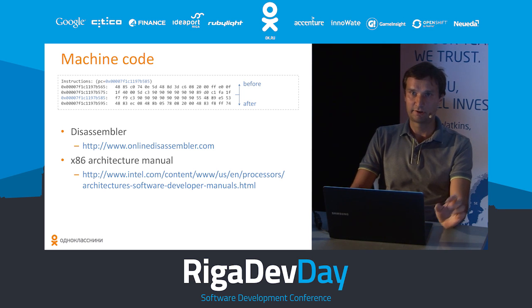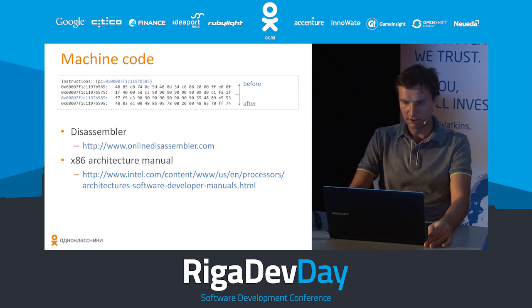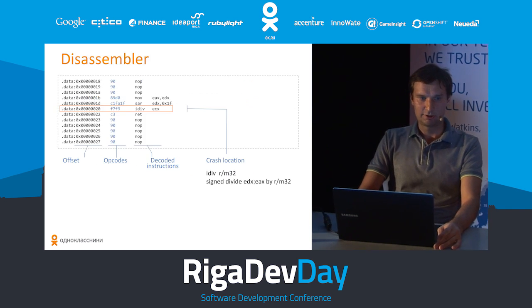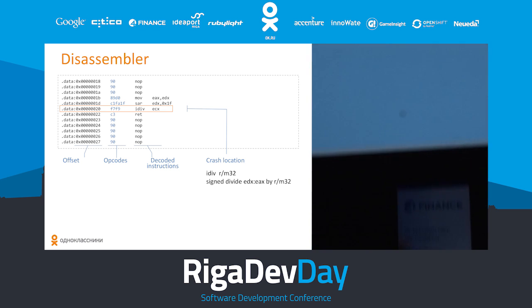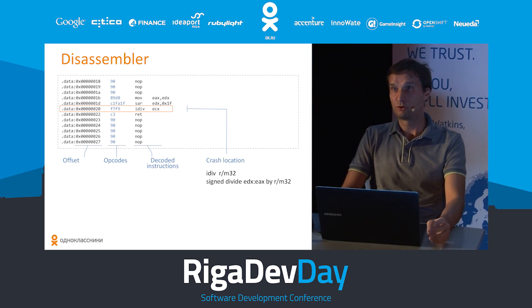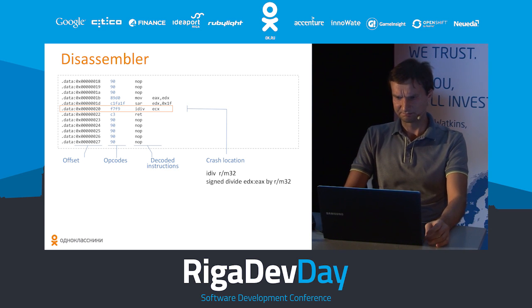64 bytes are decoded, 32 bytes before the place of the failure and 32 after. And the problematic instruction is exactly in the middle, at offset 32, or 0x20 hex. That's an example of how the instructions are decoded in the disassembler. And the instruction at offset 0x20 is the one that caused the failure. In our case, it is IDIV, which is an integer division.